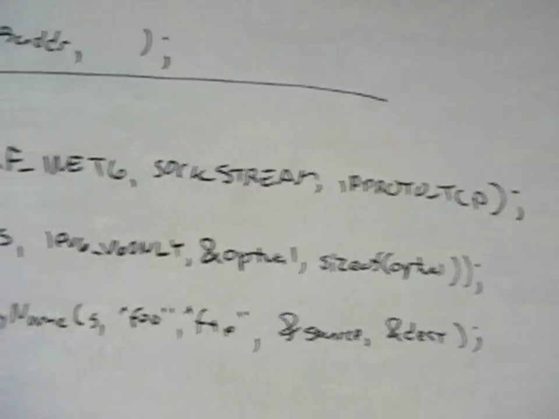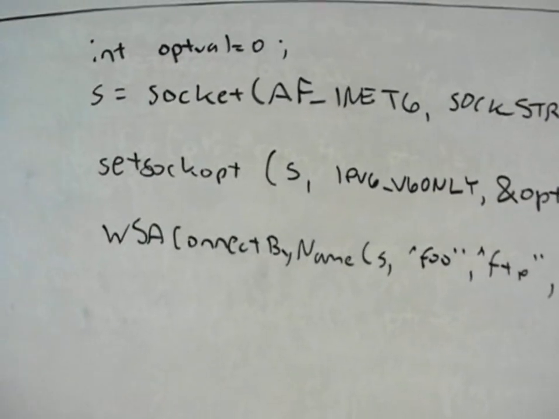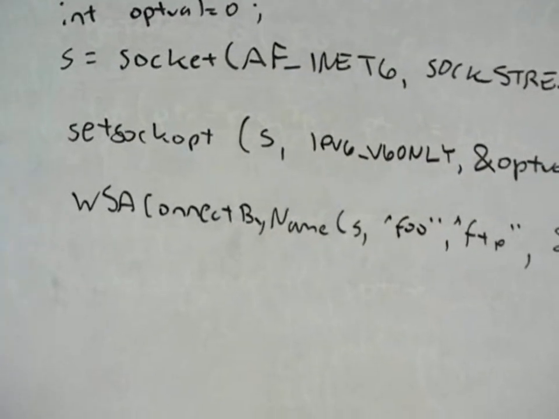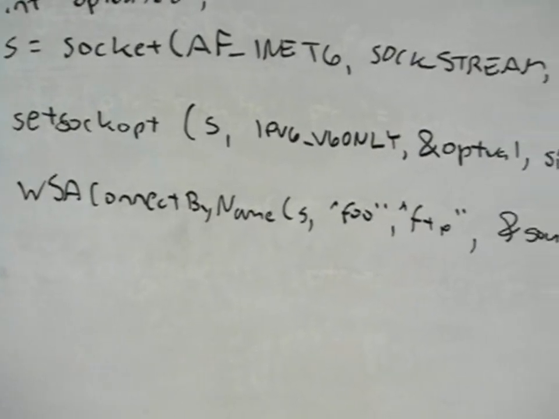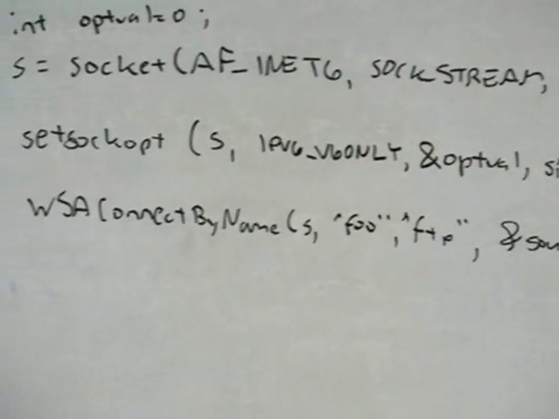And connect by name, what it will do is it's going to resolve foo and FTP for you. It's also going to do an address sort. So there's a preferred ordering of addresses that are most likely to succeed. It sorts them, and then it's going to try to connect to each one one by one. And once it succeeds, it returns to you with success, and it returns to you also the source and destination addresses that were used on which that connection succeeded.